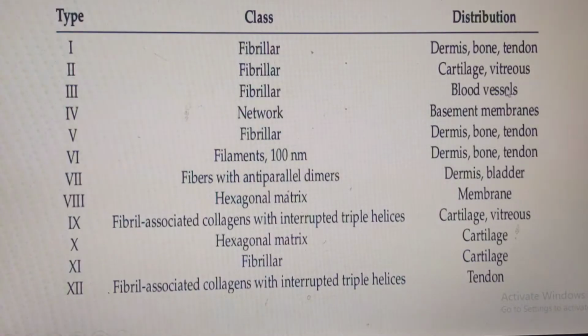Apart from these areas, you may also find them in some blood vessels. Then type 4, we're going to find it in the basement membrane. Type 5, we are going to see it in the dermis, bone, and of course tendon, as we've seen. Type 6 similarly. Then type 7, we are going to see in the dermis and the urinary bladder. If you look at some membranes, you're going to have type 8, and then type 9 in cartilage, and the vitreous. When you look at cartilage, especially hyaline cartilage, these areas will have it. Then type 10, type 11 also in cartilage, and type 12 in tendon. So please get to know these areas where we find these peculiar collagen fibers.